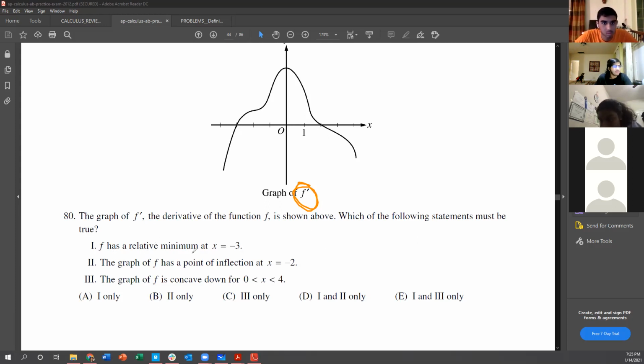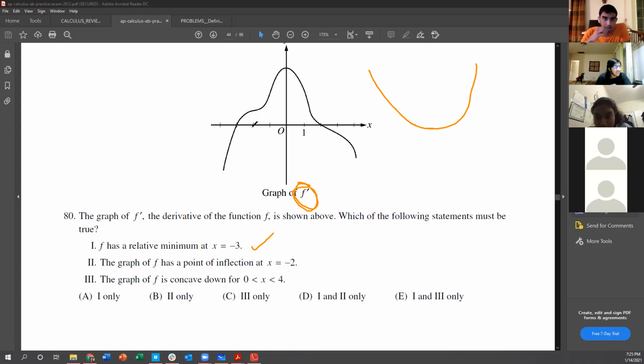F has a relative minimum at x equals -3. So at x equals -3, the derivative goes from negative to positive. That means we have a negative derivative, and then all of a sudden we have a positive derivative. So f does have a relative minimum at x equals -3. Good.